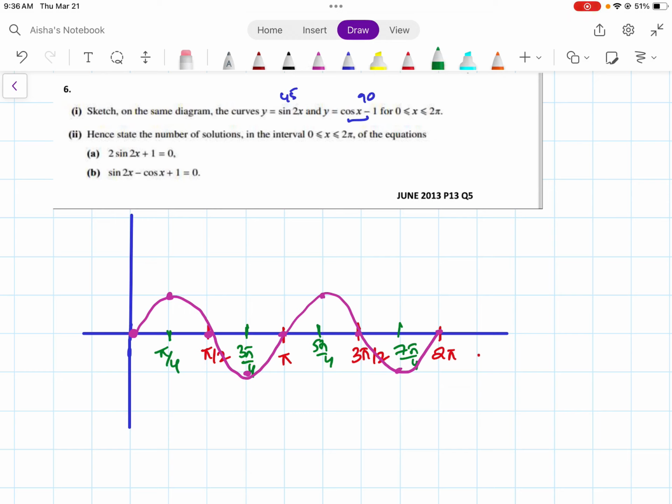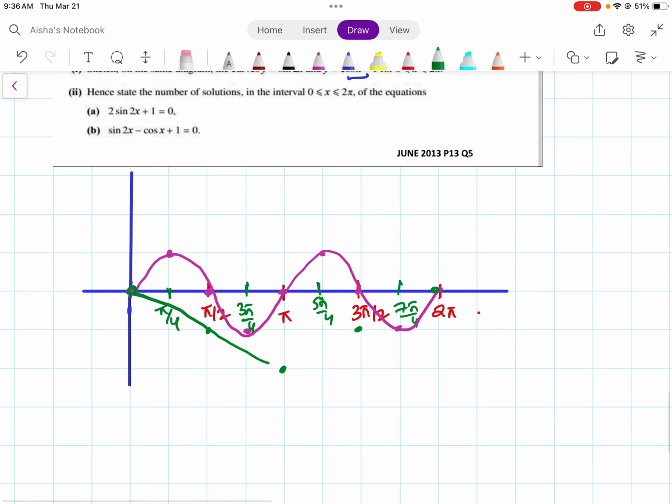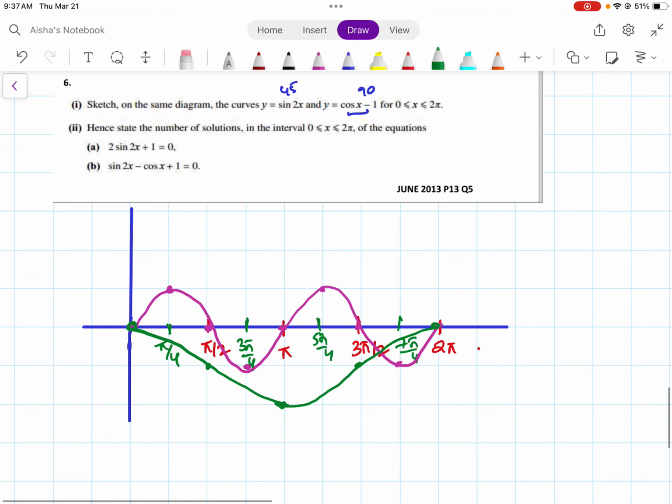Now for cos x, what I will do is cos x minus 1. The values are going to be 0, then minus 1, then minus 2, minus 1, and then again 0. So the graph will look like this. Now, they're saying find the solutions of this.